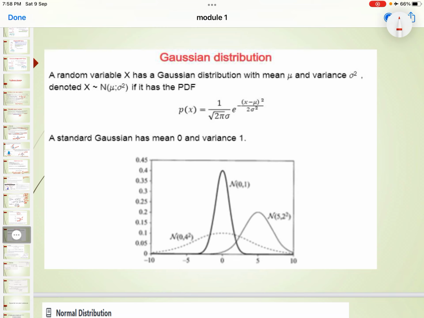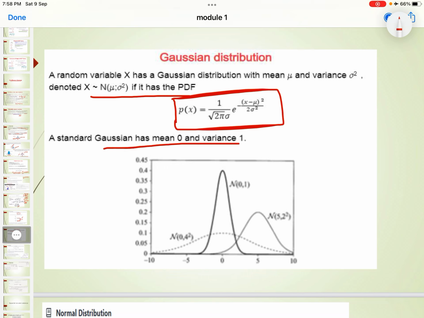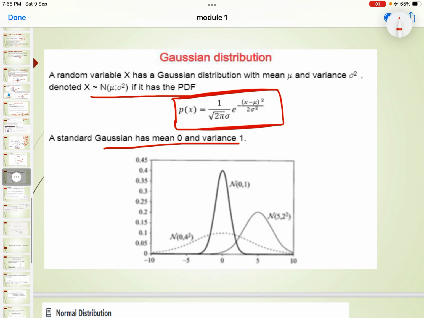Now, what is Gaussian distribution? A random variable x has a Gaussian distribution with mean mu and variance sigma square, denoted as such, and it has a PDF of p of x is equal to 1 upon root of 2 pi sigma, e raised to minus x minus mu the whole square upon 2 sigma square. A standard Gaussian has a mean 0 and a variance 1.